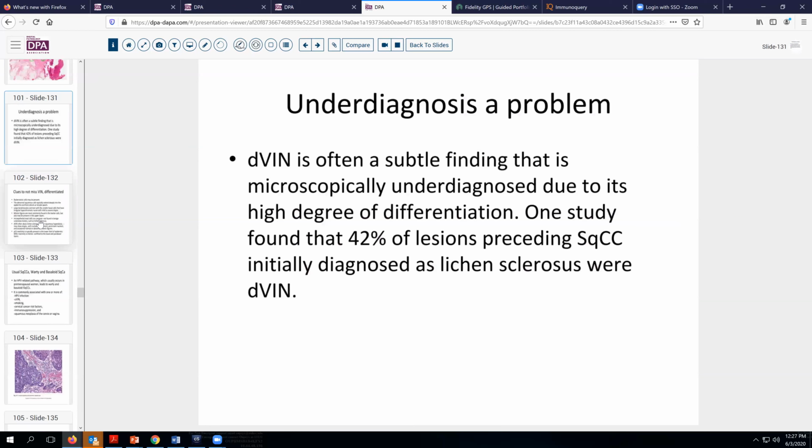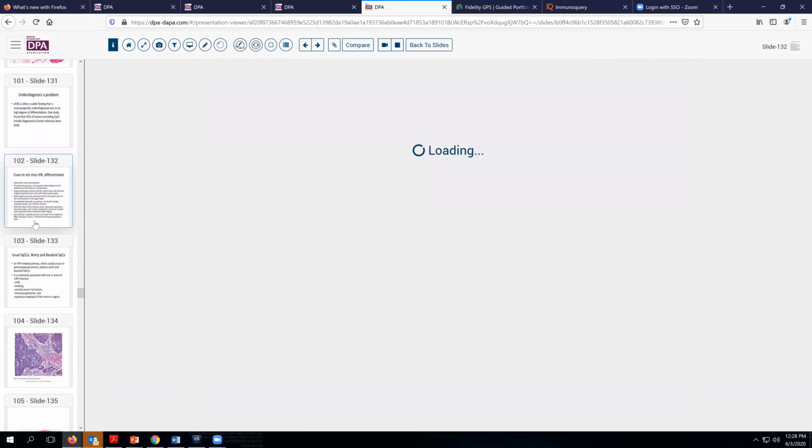So with differentiated VIN, underdiagnosis is a problem, both in terms of invasion and actually in terms of recognizing it as VIN. Because it's so highly differentiated, one study identified that 42% of lesions preceding squamous cell carcinoma were initially diagnosed as lichen sclerosis but ended up being differentiated VIN. So it's not a trivial thing to struggle with that differential. And this is where your p53 stain could be very useful.